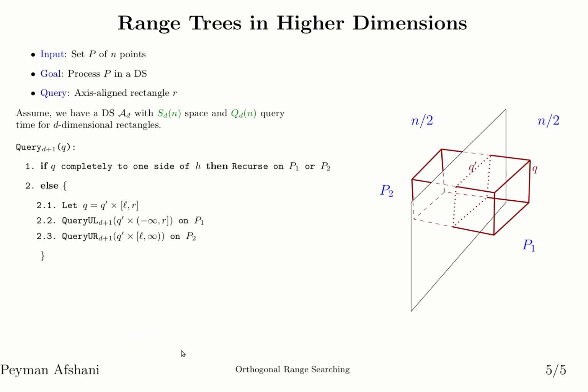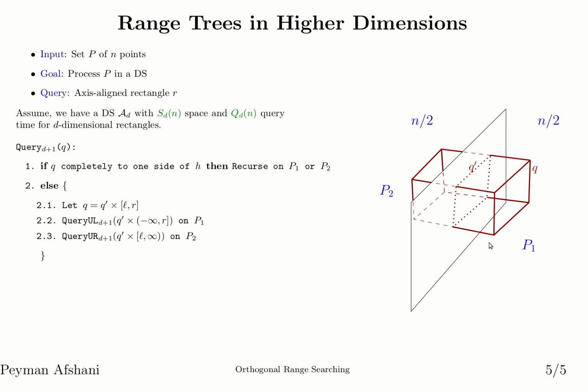Now let's look at a query. Imagine we have a query box Q. We want to answer the query for this box, either counting the number of points inside or reporting the points inside this query Q. We have 2 easy cases. If query Q is completely to one side of H, then we can recurse only on one of P1 or P2. For example, if the query box is completely to the right of this dividing line, then we only need to recurse on P1 because P2 can no longer contain any points from the query. And the same holds if the box is completely to the left.